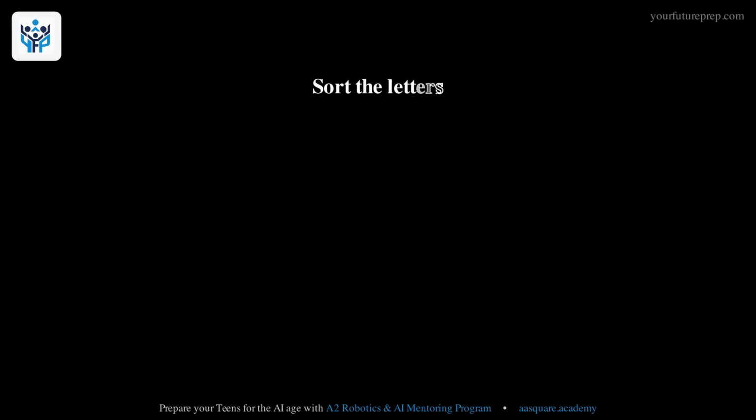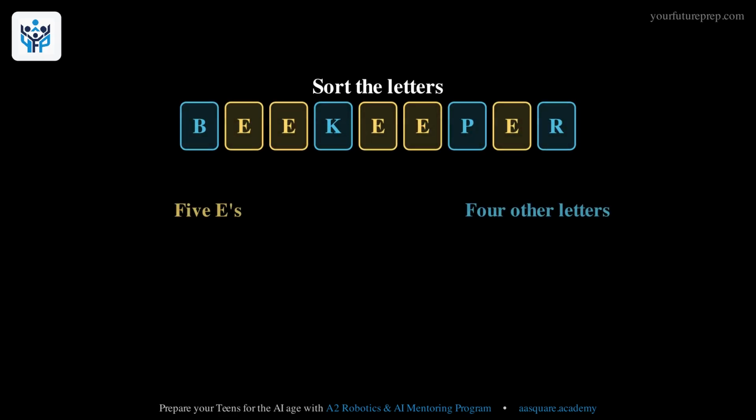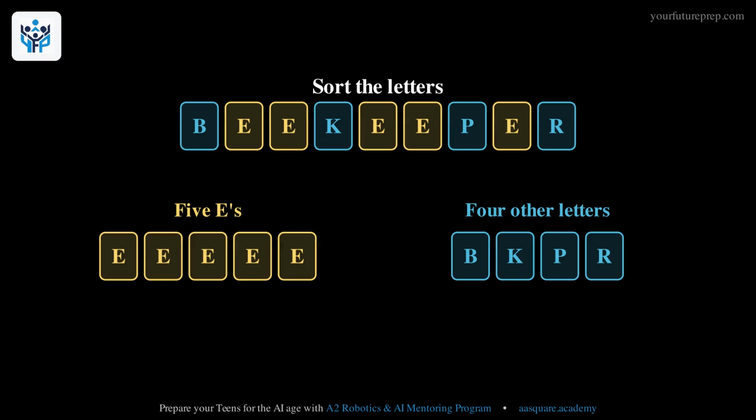Let's look at the letters. Beekeeper has 9 letters. 5 of them are E's, and the other 4 are all different: B, K, P, and R. Our plan is to first place the 4 non-E letters, then slot the E's into the spaces between them.